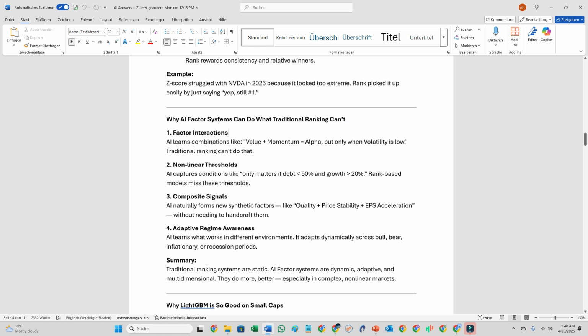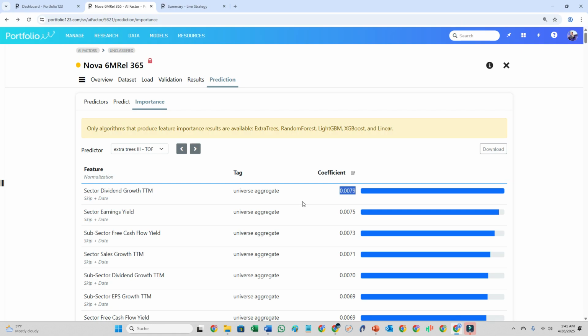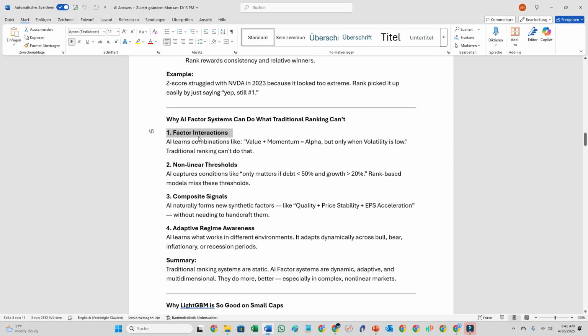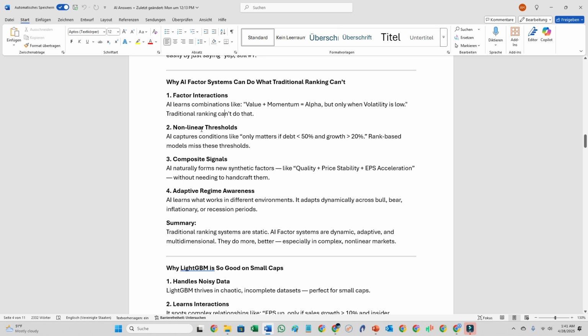So why a factor system can do what traditional ranking can't. First of all, factor interactions. Yes, you will see this is the most important, but the factor interactions we will not really see, right? So it learns combinations like value and momentum equals alpha, but only when volatility is low. The other thing are nonlinear thresholds. So AI captures conditions like: only matters if debt is below 50% and growth over 50. So rank-based models miss those thresholds, or it's harder to build that.